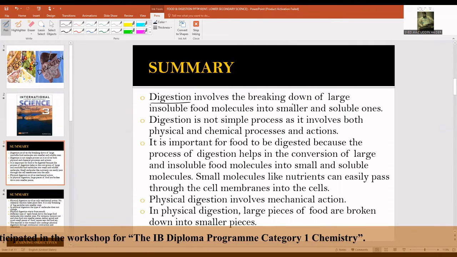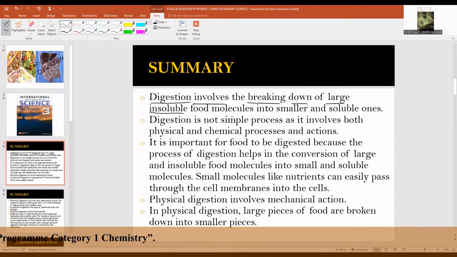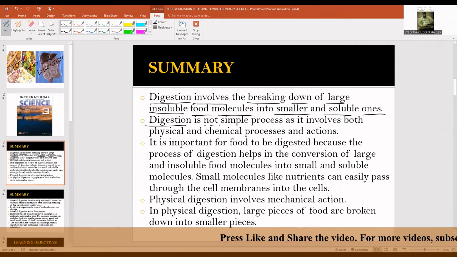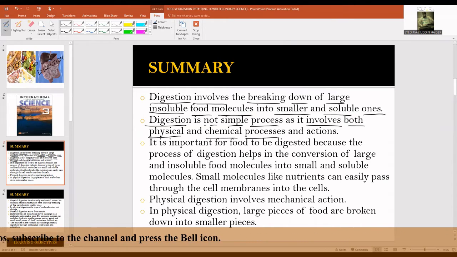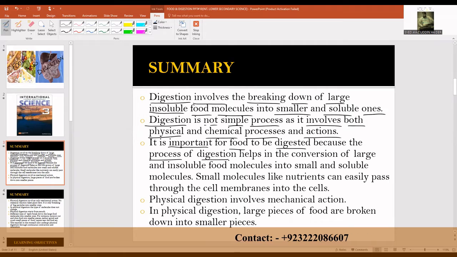Digestion involves the breaking down of large insoluble food molecules into smaller and soluble ones. Digestion is not a simple process, as it involves both physical and chemical processes and actions. It is important for food to be digested because the process of digestion helps in the conversion of large and insoluble food molecules into small and soluble molecules. Small molecules like nutrients can easily pass through the cell membranes into the cells.